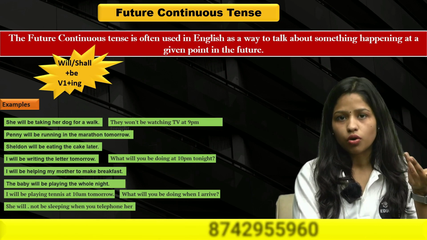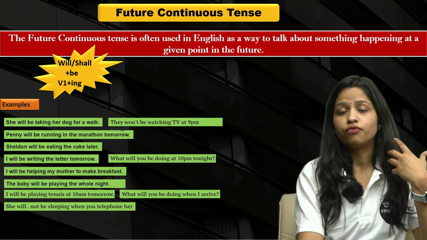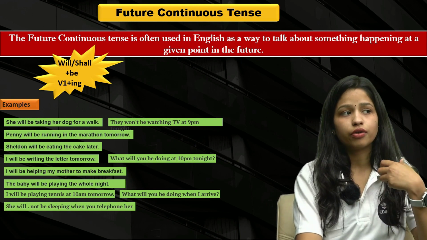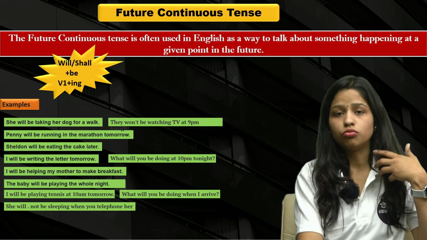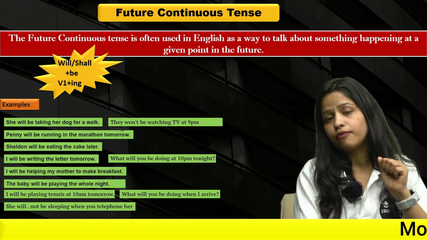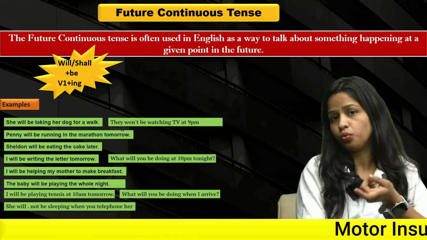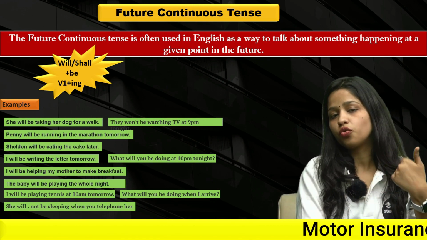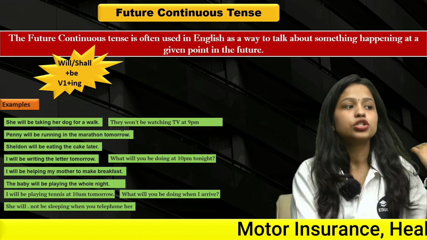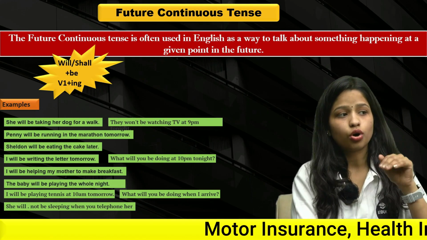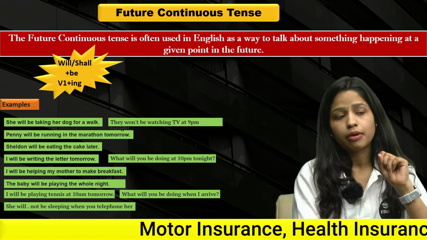There is nothing wrong in it, but as I have told you, whenever we are writing in formal language, or if we are talking about formal writing, or if we want to look more grammatically correct, at that time we should use shall with I and we. Apart from this, if you are using will with I and we, that's also correct. That's totally up to you, right? So she will be taking her dog for a walk. First up. Second one is Penny will be running in the marathon tomorrow.